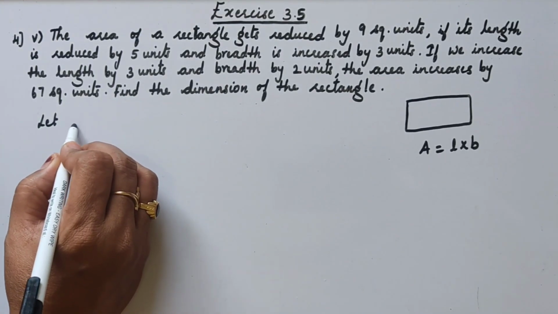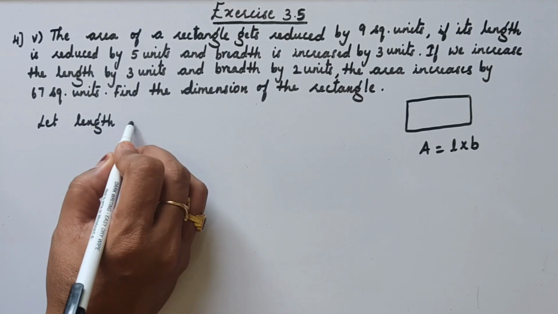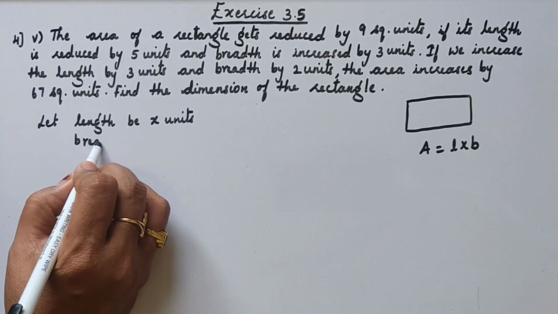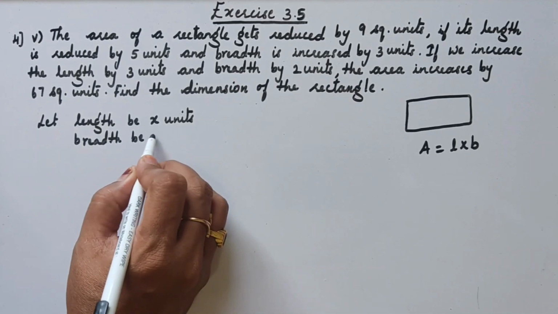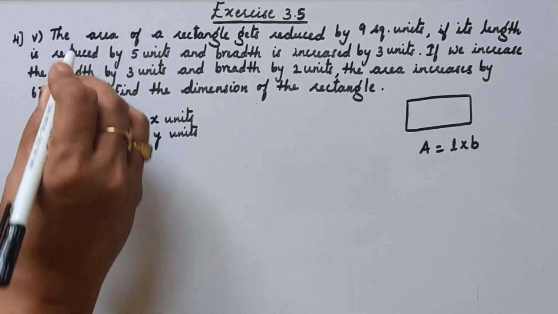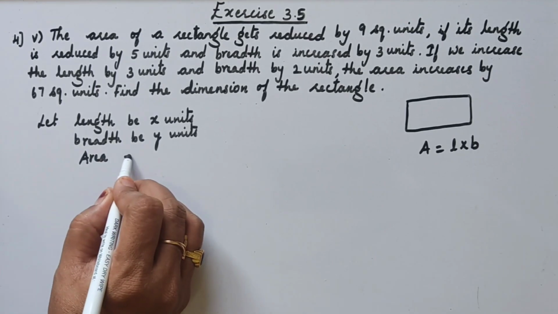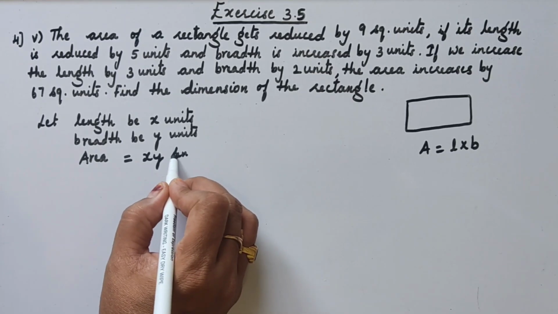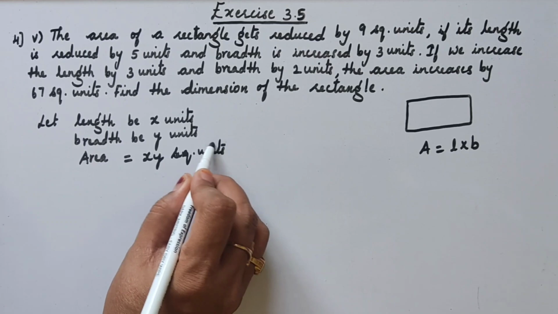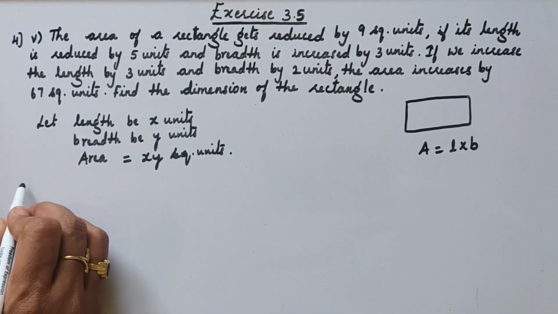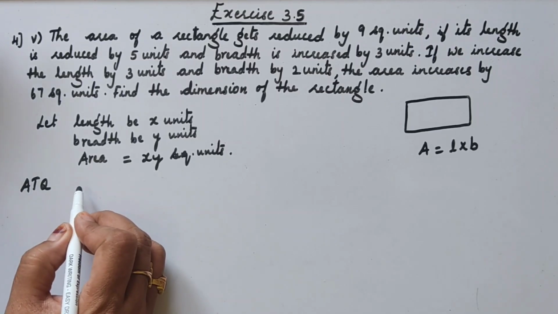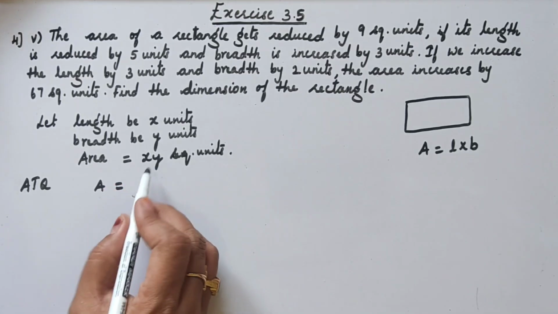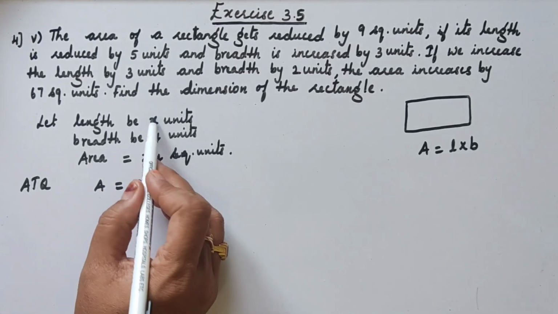Let length be x units, breadth be y units. Okay, so area is also given. Area equal to length into breadth, that is x into y square units, right? Now let me follow the question. According to the question, we have area equal to length into breadth. I'll just write x into y.